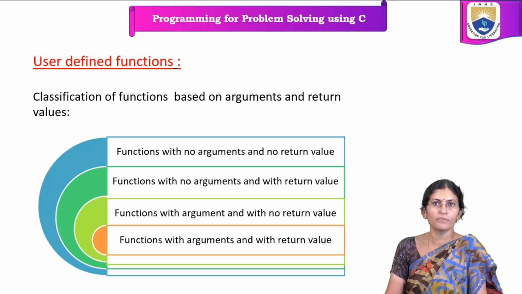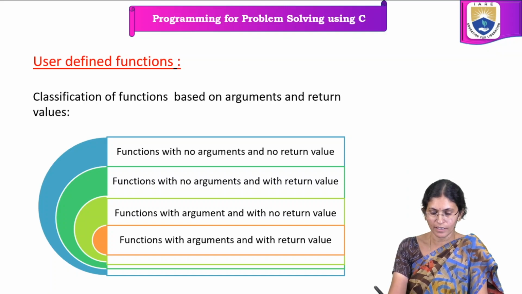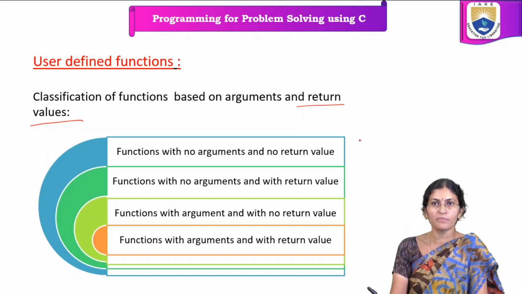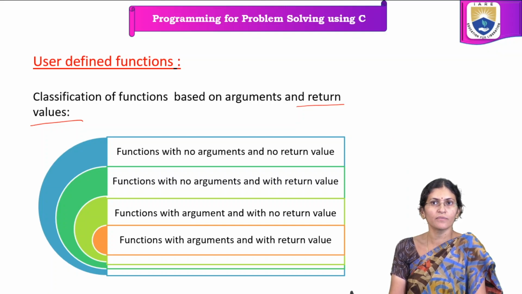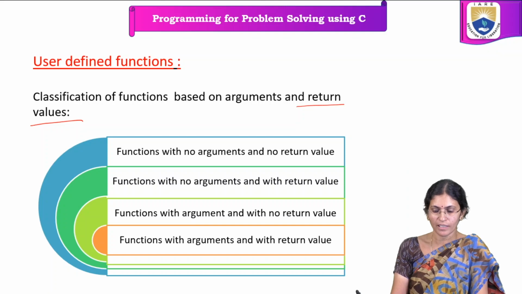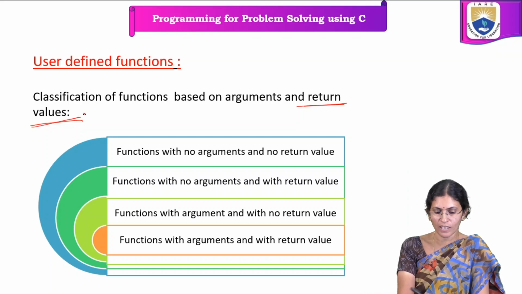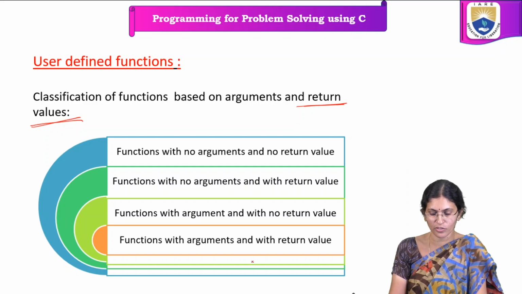Now, classification of functions based on arguments and return values. Till now we have seen that in the function definition we have parameters or arguments. The names parameters and arguments are used interchangeably. If the function is taking inputs, then it is a function with arguments. And if the function is not taking any inputs or parameters, then it is a function without any arguments. Based upon the return value also, these are the different types of functions available.